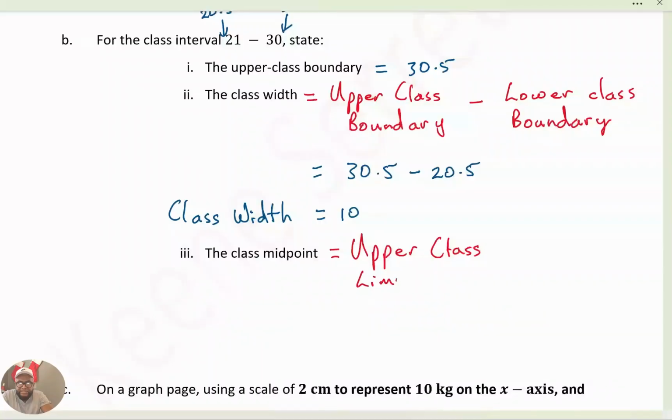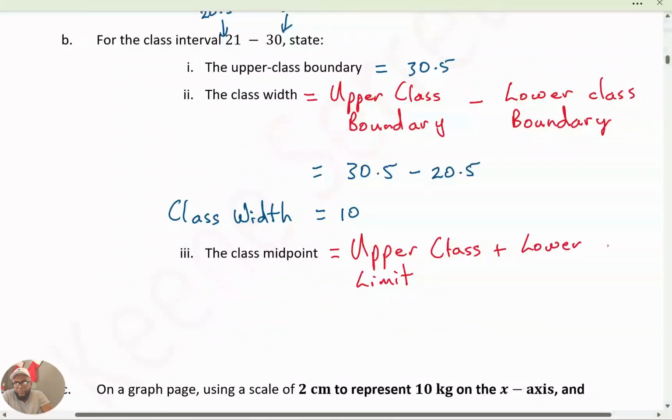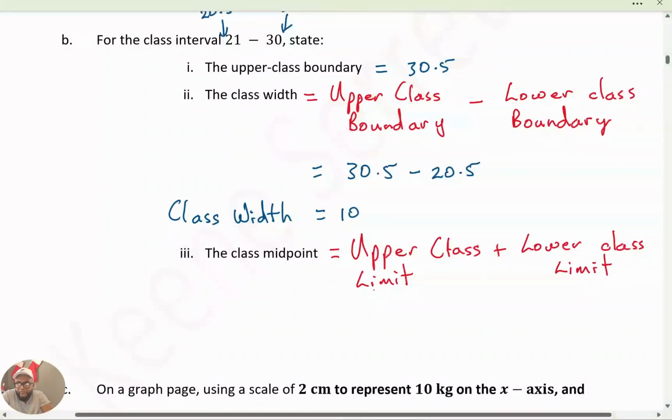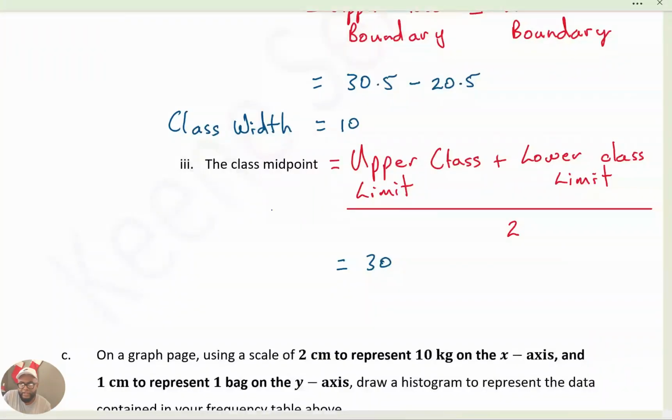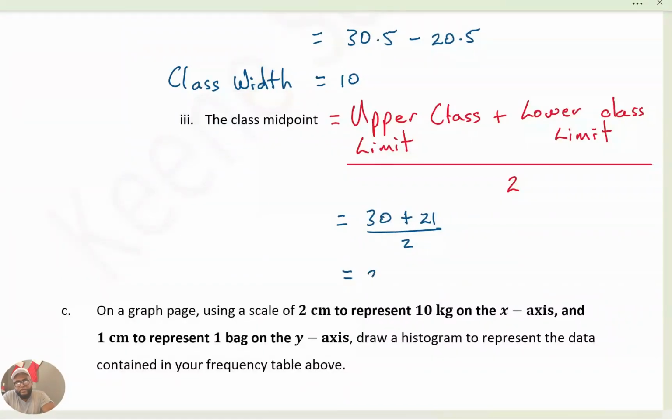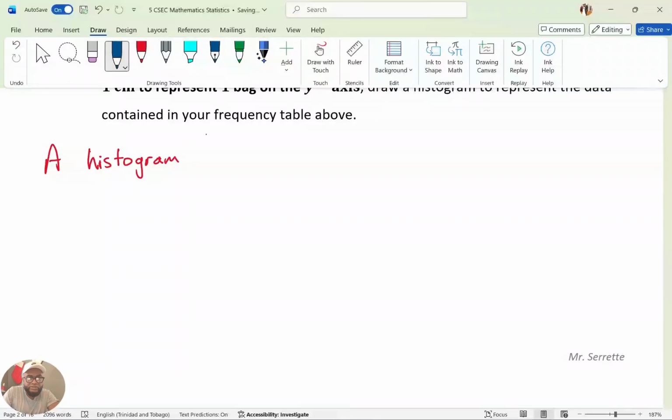My upper class limit plus lower class limit all over what, Sarah? Right. So 30 plus, what is my lower class limit? 21, all over 2, which will give me what? 25.5.